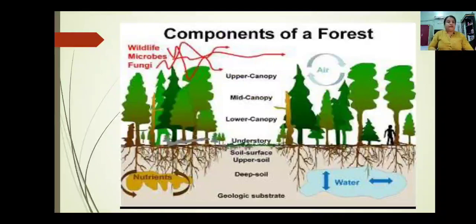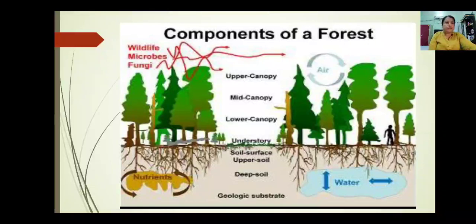Now we can see on the screen the components of a forest. Different layers are there, and later on you will study about this. Just have a look at the diagram displayed on the screen. We can see the forest ecosystem, then the different categories: the geologic substrate, the deep soil, then the soil surface, upper soil, then understory, then lower canopy, mid canopy and the upper canopy. So these are the different layers of the forest.